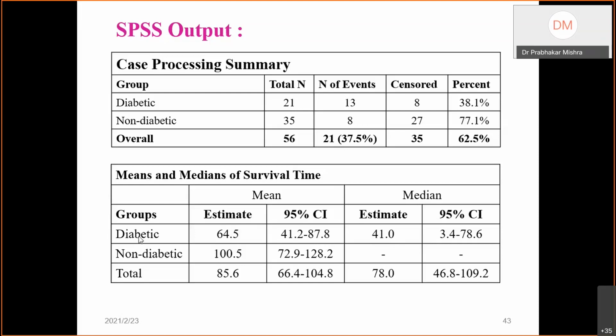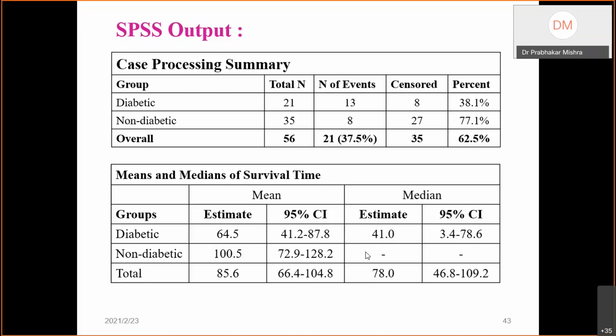So in the diabetic group there are 21 patient. इसका मतलब 21 का half लगभग 10 patient है. So it means 10 patient will die at 41 months or before, and another almost 10 patient will die after 41 months. 41 month may be included in both sides. So you see, this is the lower and upper limit, and that lower and upper limit is also given here, 3.4 to 78.6 month. Now see, this is the diabetic group.